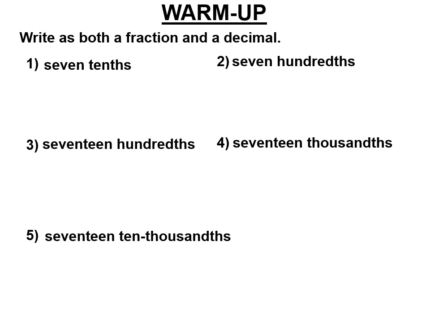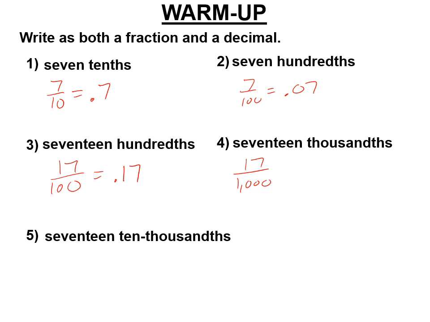Right, so you're going to write 7/10 as a fraction and a decimal, 7/100 as a fraction and a decimal, 17/100, so that's this, and that also ends, no zero there, because it's got to end in the hundredths place. 17 thousandths is the one that's 0.017.